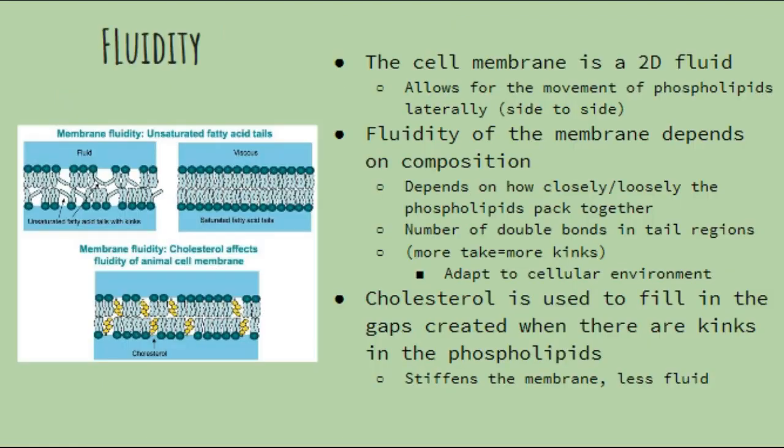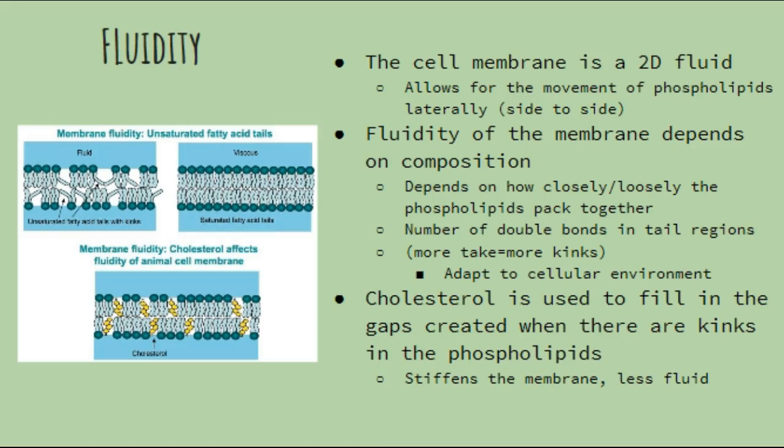So the cell membrane is a 2D fluid, which allows for the movement of phospholipids laterally, side to side. So fluidity is important in a cell membrane because the cell is constantly moving. The particles are being absorbed and excreted, and the cell itself needs to be able to move. The fluidity of the membrane depends on its composition, so it depends on how closely or loosely the phospholipids are packed together. So the image to the left shows how the packedness of the phospholipids can affect its fluidity.